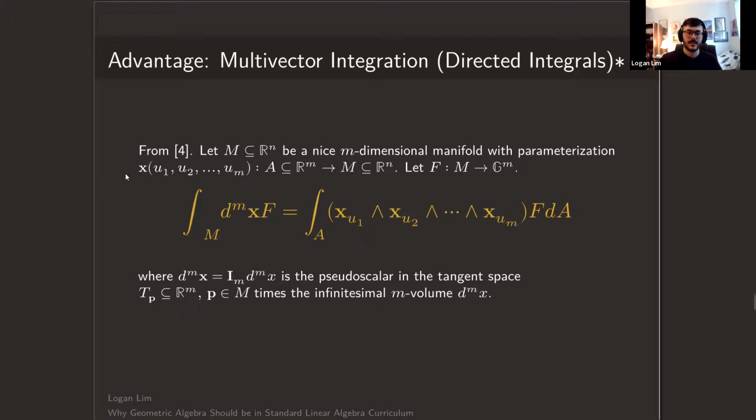this. So this big fancy X is a parameterization of these terms U1 to UM. And it's saying that the infinitesimal pseudoscalar geometric product with the vector field is equal to the actual outer product of these partial derivatives of this parameterization with respect to each of its components. And so it sort of replaces the cross product in the definition. So this dM is the pseudoscalar in the tangent space T of P, and P is a point on a manifold, of course, times the infinitesimal m-volume, d to the m x.